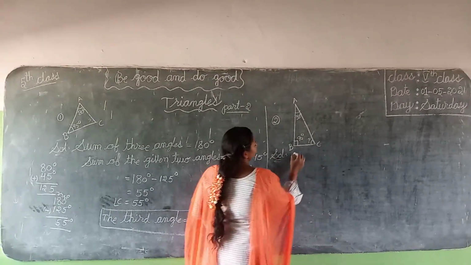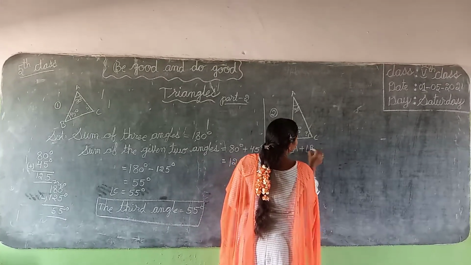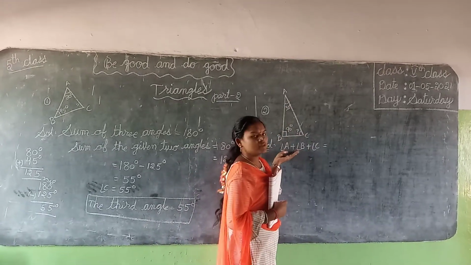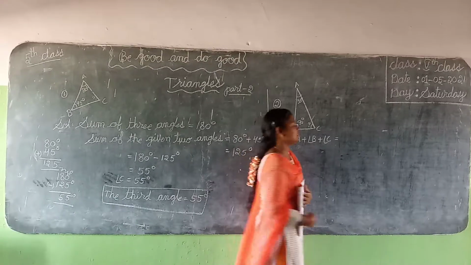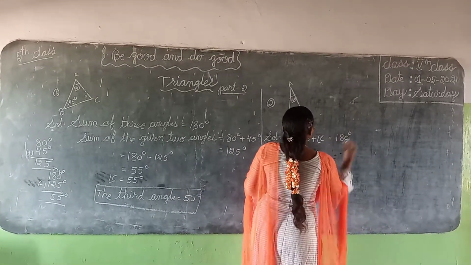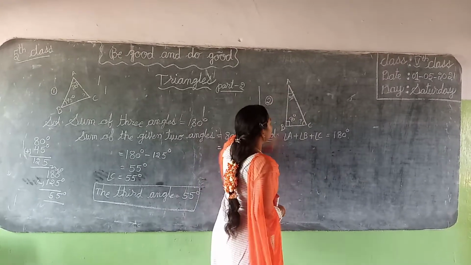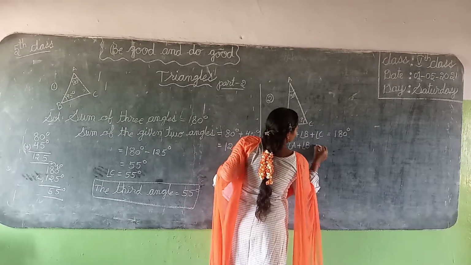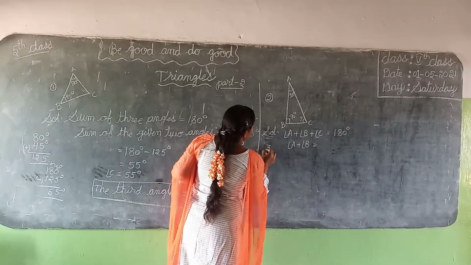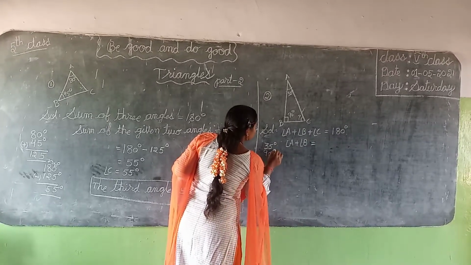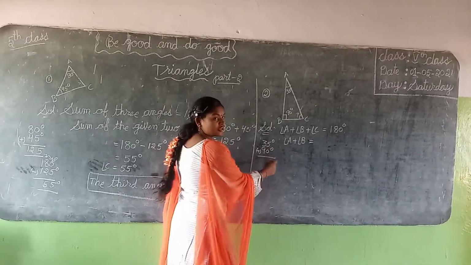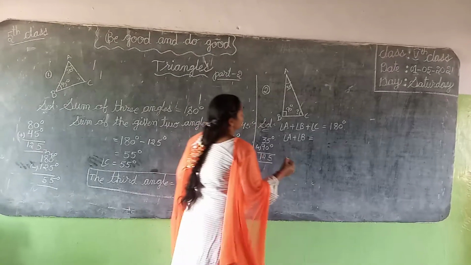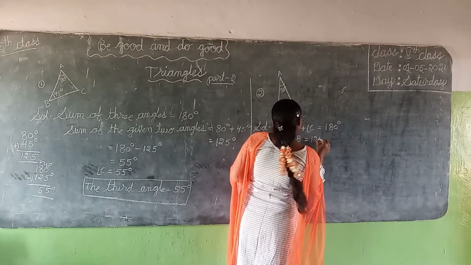So the sum of the three angles, that means angle A plus angle B plus angle C. Sum means addition of these three angles, so the addition symbol is there. Angle A plus angle B plus angle C is equal to 180 degrees. These two angles are added: angle A plus angle B is equal to 35 degrees plus 90 degrees. Adding these two: 5 plus 0 is 5, 3 plus 9 is 12. So angle A plus angle B is equal to 125 degrees.